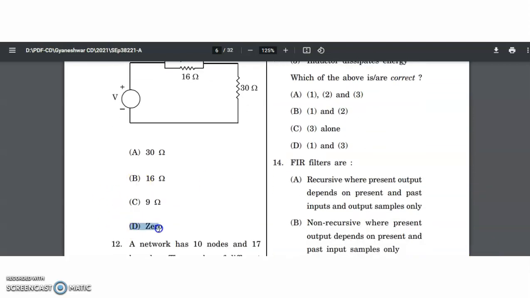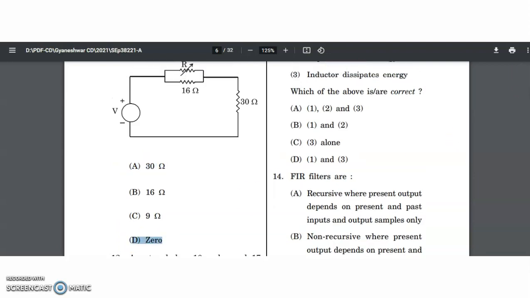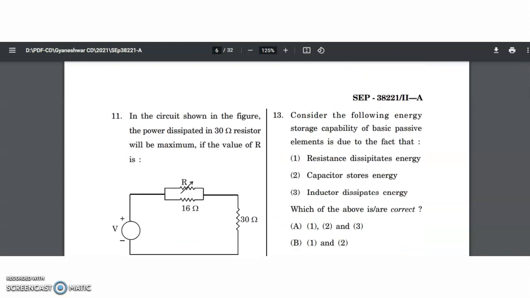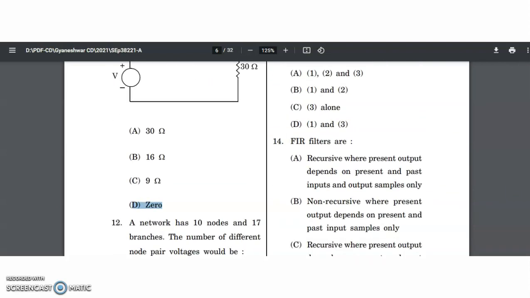So option D is the correct answer. Most of the people will calculate the parallel resistance and equate it to the 30 here. If you do it like that, you will get nearly 30 ohms, guys. But the variable resistance concept is not applicable in the case of the maximum power transfer theorem. So we can take option D, that is 0, as the correct answer.